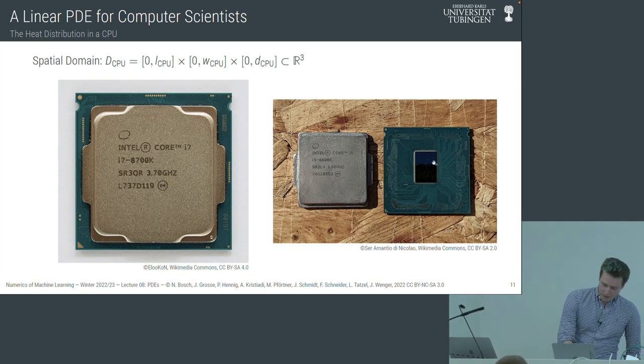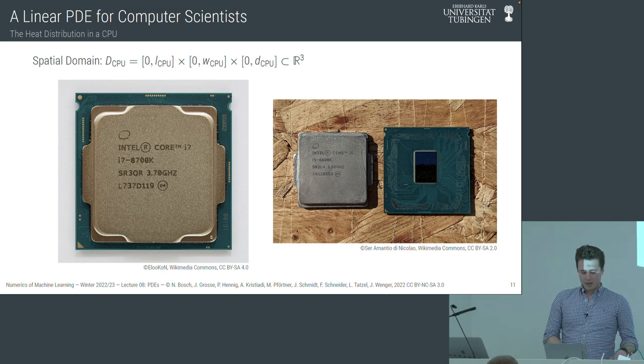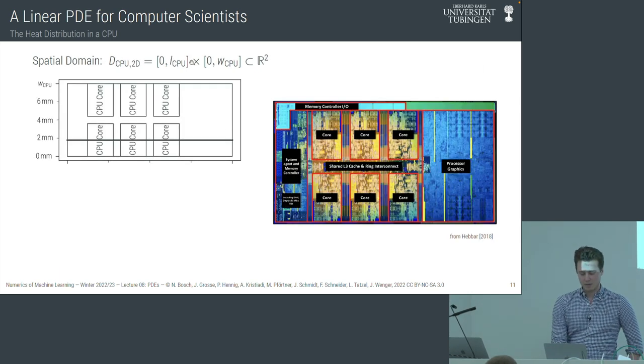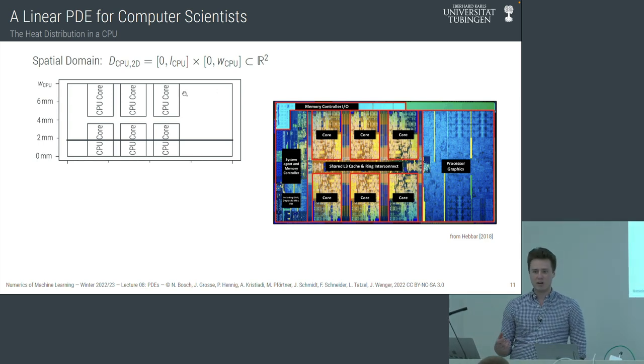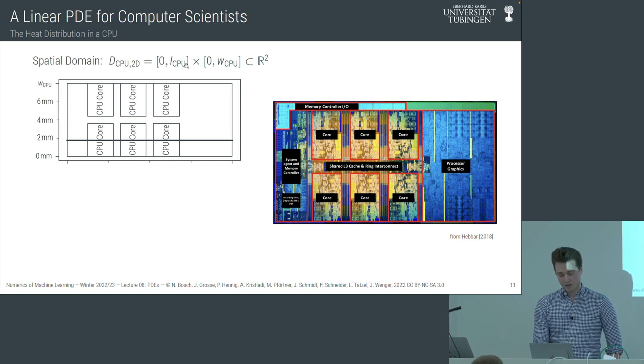You might already guess that this thing is really thin, and so we can model it as a two-dimensional thing. So we'll restrict ourselves to a two-dimensional mathematical modeling of this system. This is the spatial domain we talk about. It's just a Cartesian product of intervals, in this case the length and the width of the chip.